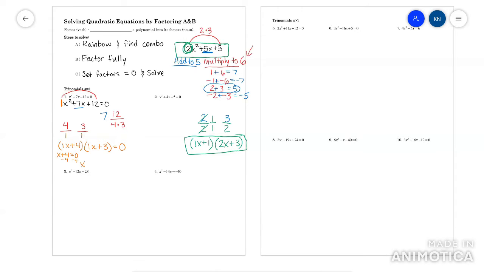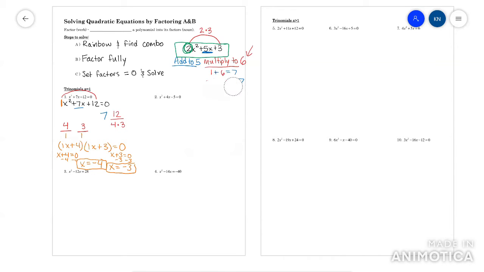So like this first one, I got x equals negative 4. Then I'm going to do the second one, x plus 3 equals 0. Subtract 3, x equals negative 3. So negative 4 and negative 3 are my actual solutions.